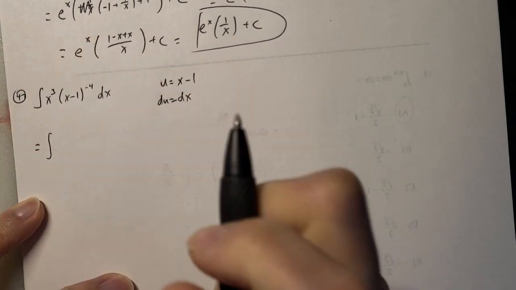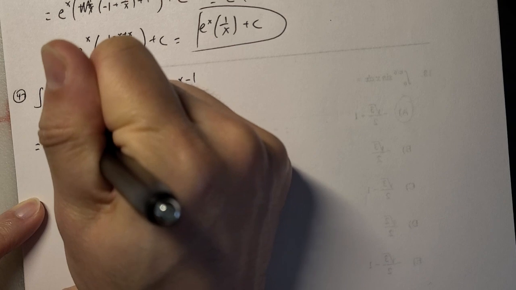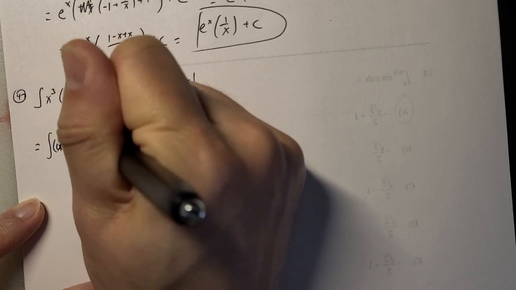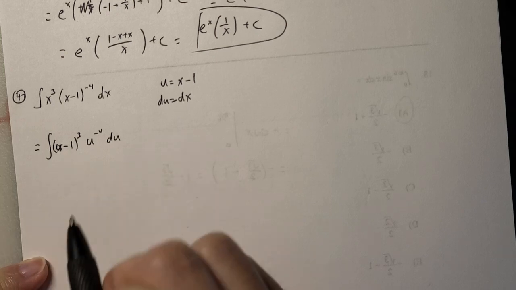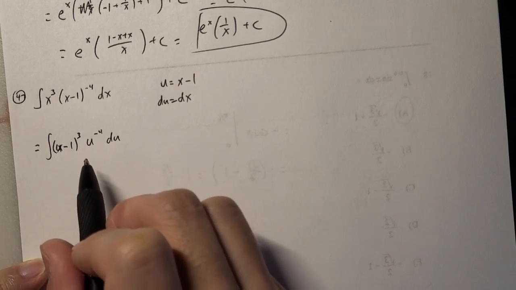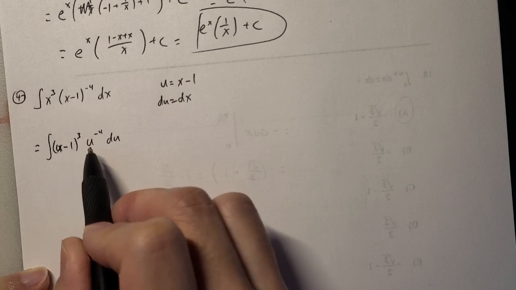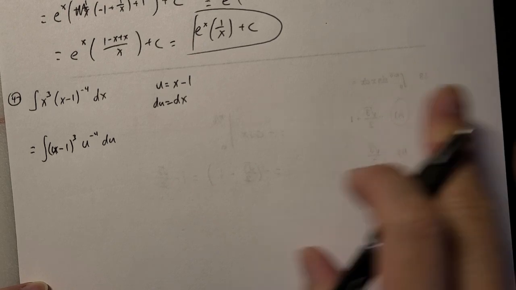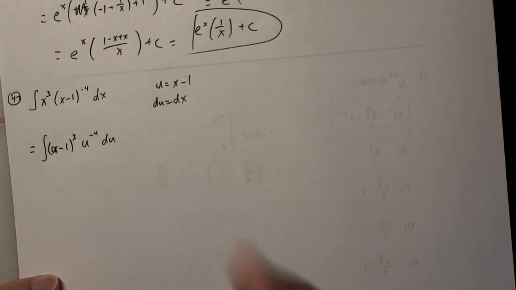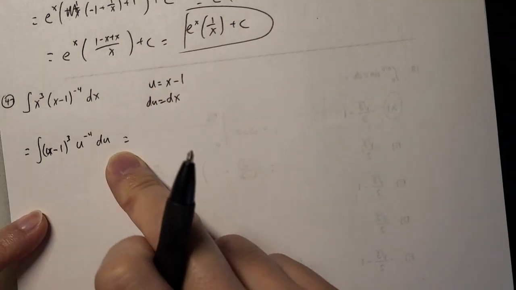So let's see what we get. We would get (u plus 1) cubed u to the minus 4 du. Okay, sorry, that's a u over there. This is actually not bad because we can always expand this out and then distribute the u to the minus 4 to all the terms. And then it'll just be power rule everywhere. Okay, there might be another way to do this problem. I don't know, I'm just going to do it this way. I was able to see this right away. So let me just finish where I started.